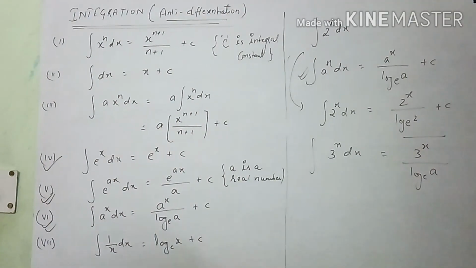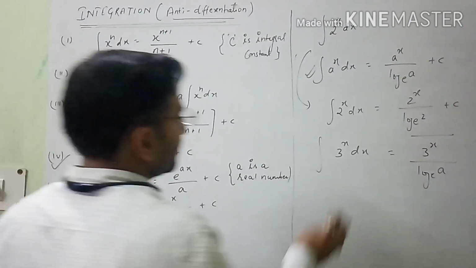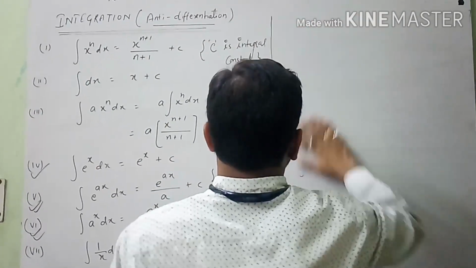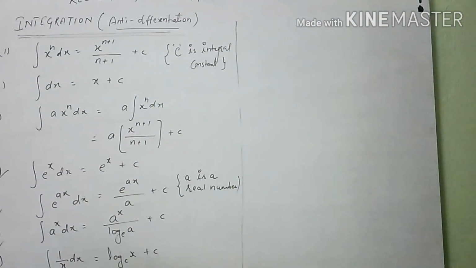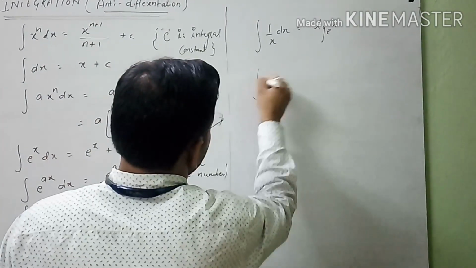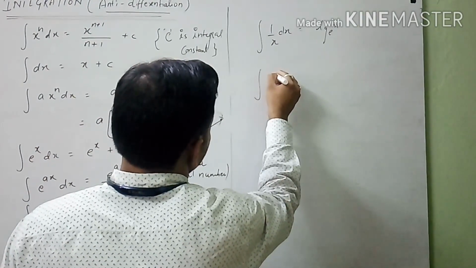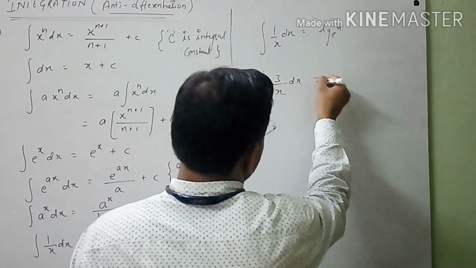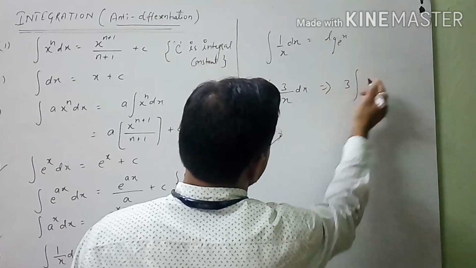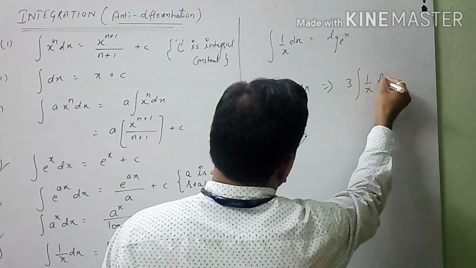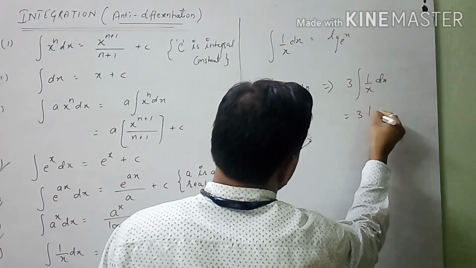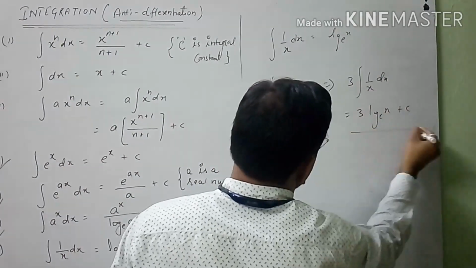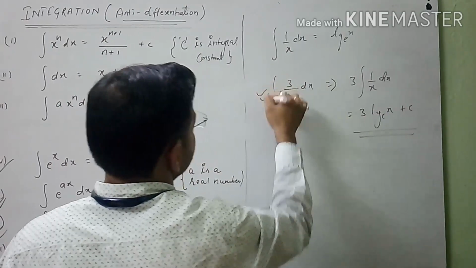Point is clear, student? So at last, let me explain the example based on the last identity, which is in front of you, the 1 over x type of identity. So suppose I have given one question, integration of 3 over x dx. So how we will solve this? You will take 3 common outside, after that 1 over x dx. So the answer is 3 times the integration of 1 upon x dx, which is log x plus c. So this is the solution for this problem.